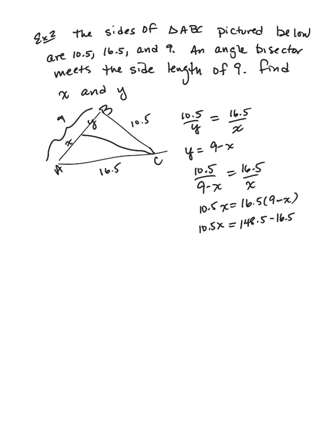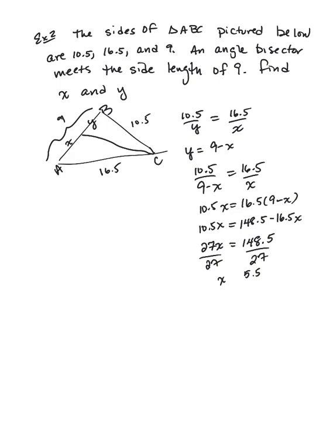And then I'm going to bring the like terms together. So I'm going to bring the 16.5x over to the left. By now, you guys certainly can do that in your heads. Then I need to divide. So when I divide, I get 5.5.